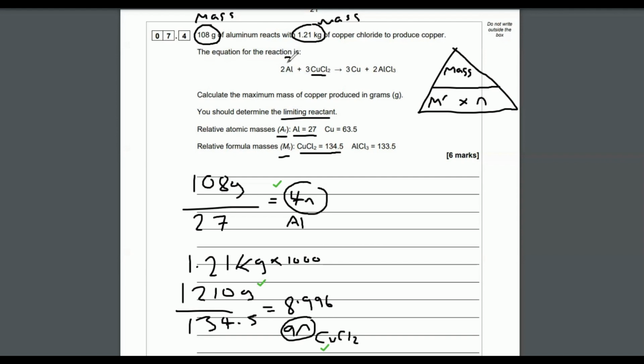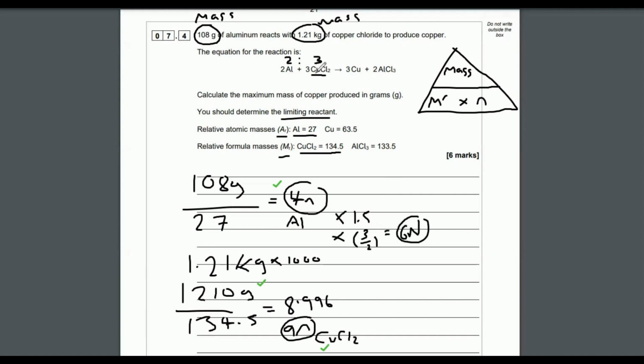So the ratio of aluminium to copper chloride is 2 to 3. What does that mean? That means for every 1 mole of aluminium, I need 1.5 moles of copper chloride. Or for every 2 moles of aluminium, I need 3 moles of copper chloride. Well, I've got 4 moles of aluminium. So I need to have 4 times 1.5, or you can say times 3 over 2, equals 6 moles of copper chloride.